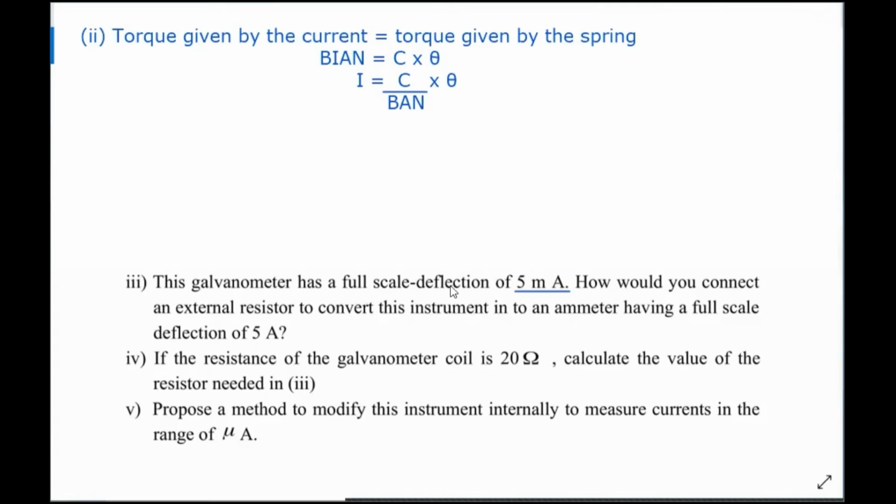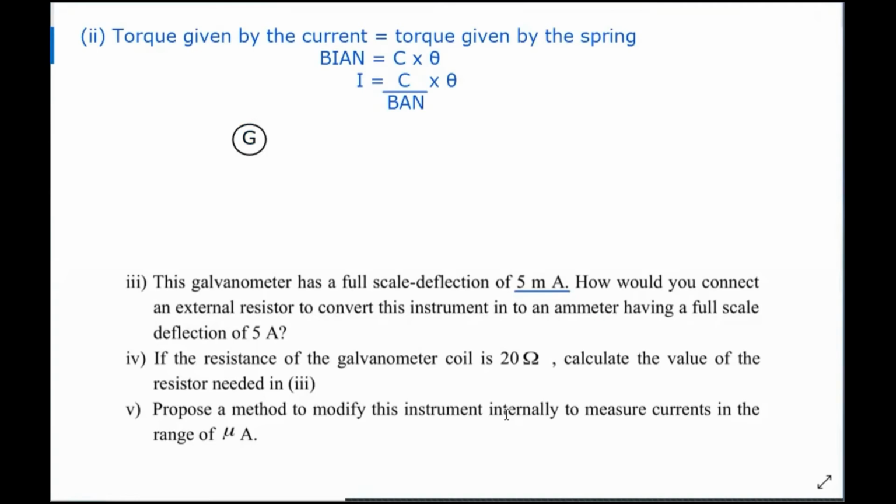This galvanometer has a full scale deflection of 5 milliampere. So the maximum current that can be measured by this gadget is 5 milliampere. We can draw a galvanometer like this: a circle with capital G inside it. This is the circuit symbol of a galvanometer.